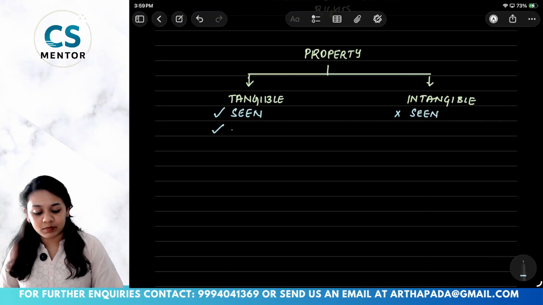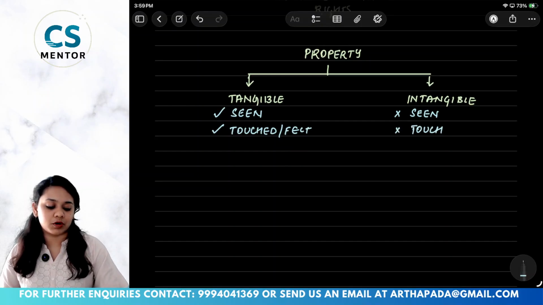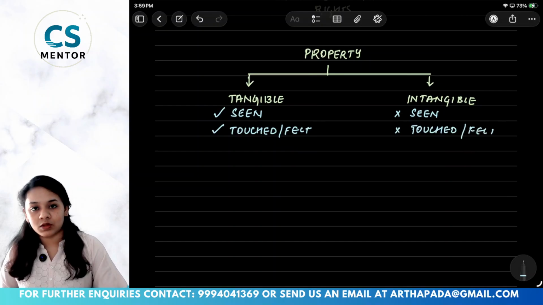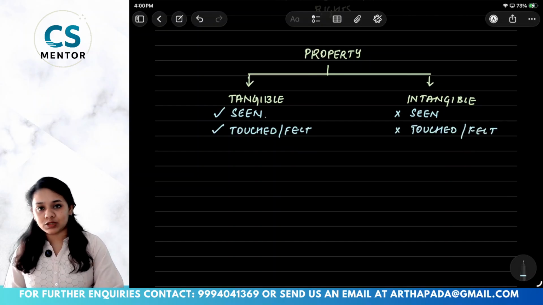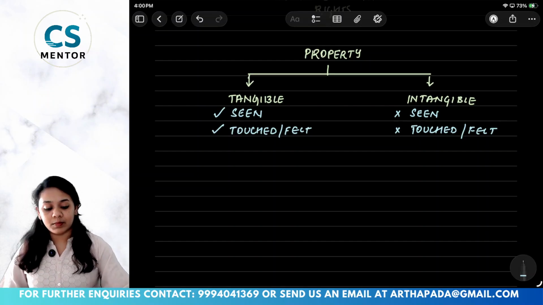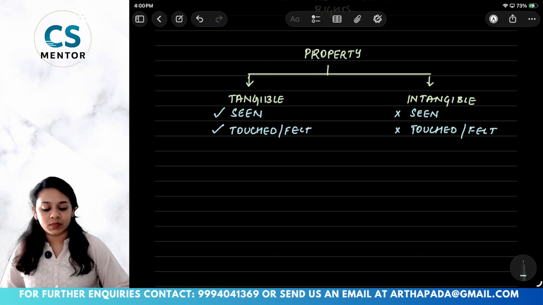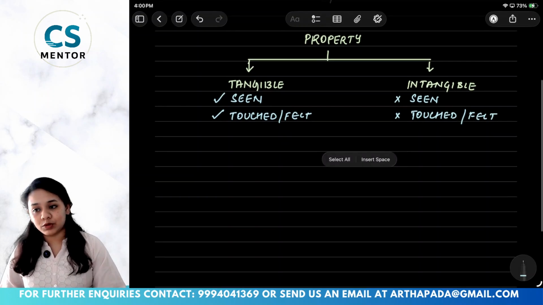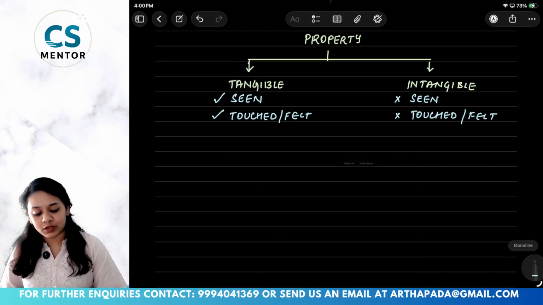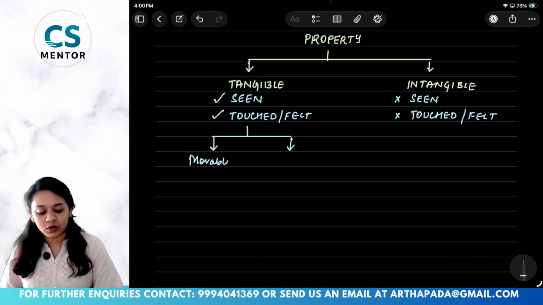Tangible property can be touched or felt, whereas the opposite is for your intangible property. So the whole point is that in tangible property, you can touch it, you can see that thing, but intangible property means that it is invisible, but at the end of the day, it's still a property. Now, what are the types of tangible property that we see? In tangible property, we have your most common type of property, and that is either in the form of movable property or immovable property. Correct?